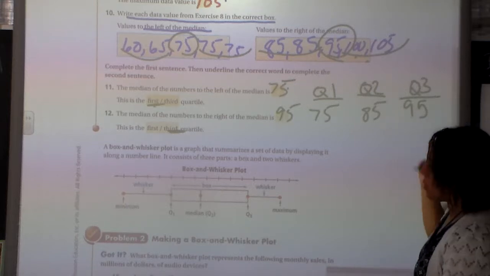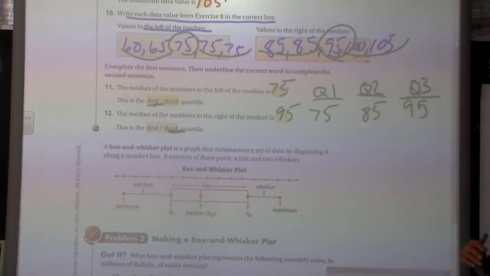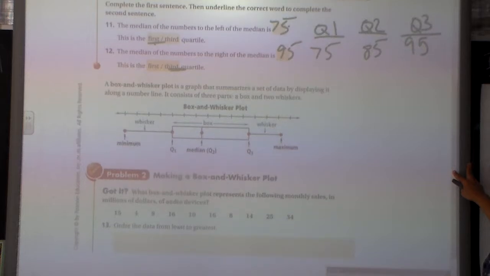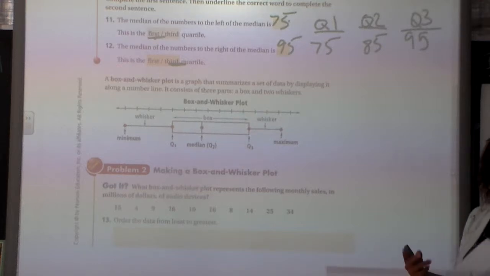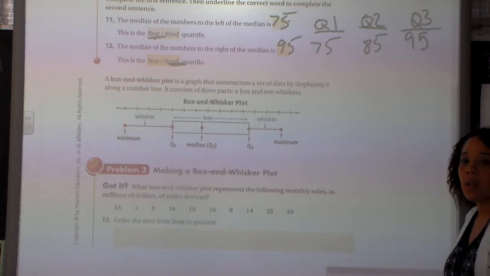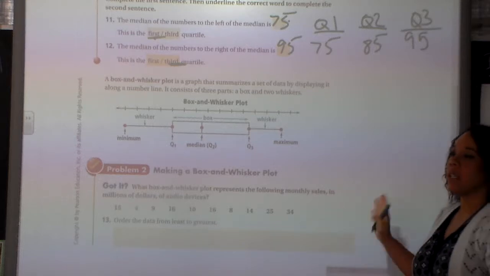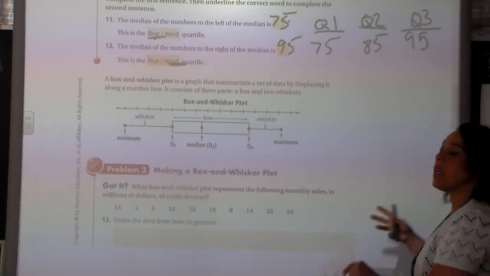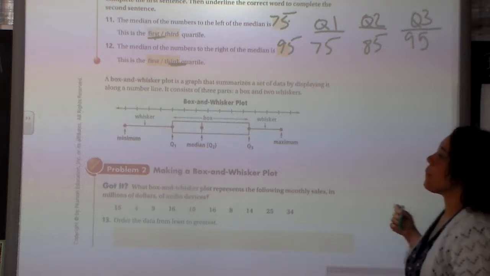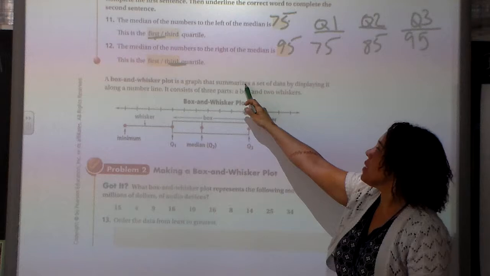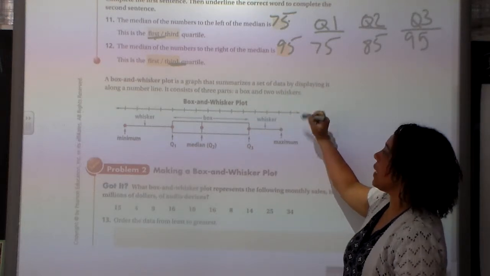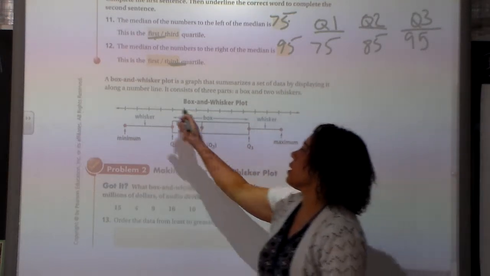We're going to go ahead and use this information here. And this is where we come into creating a box and whisker plot. All right, so up until now, we have worked with the information and found our 3 different medians: the median of the whole group, the median of the numbers to the left, and then the median of the numbers to the right. A box and whisker plot is a graph that summarizes a set of data by displaying it along a number line.